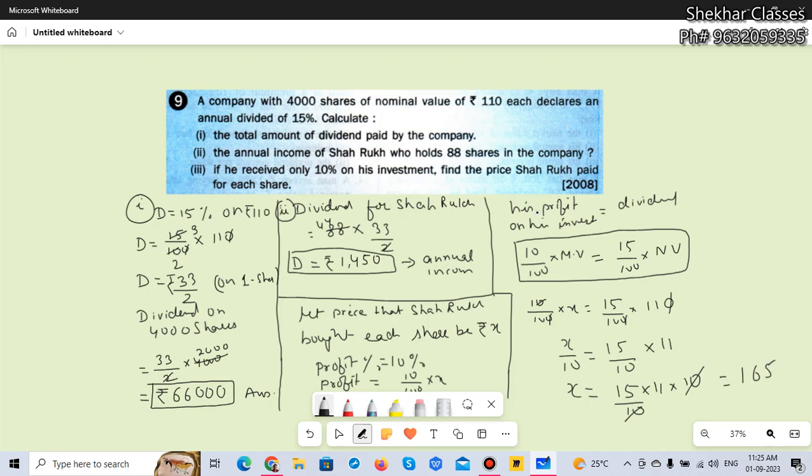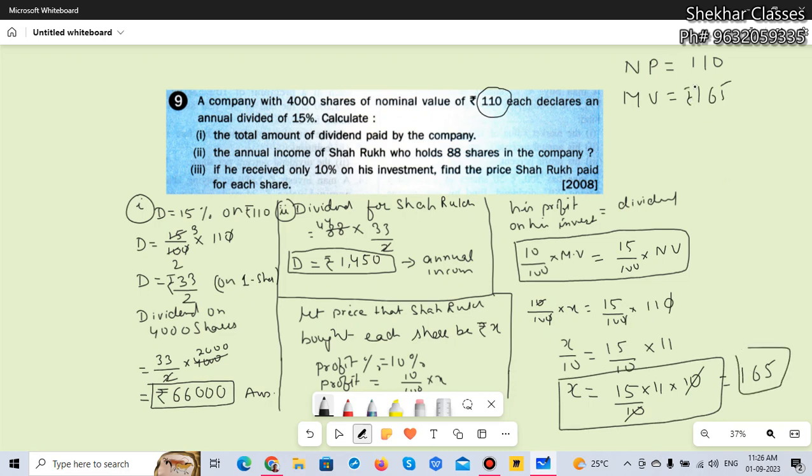So he has bought each share, which was being sold at 110, at the rate of 165. So what is the market value? See, the nominal price is 110 rupees and the market value for Shahrukh is 165. So he has bought that for 165 rupees, and this is the answer for the second question. All right.